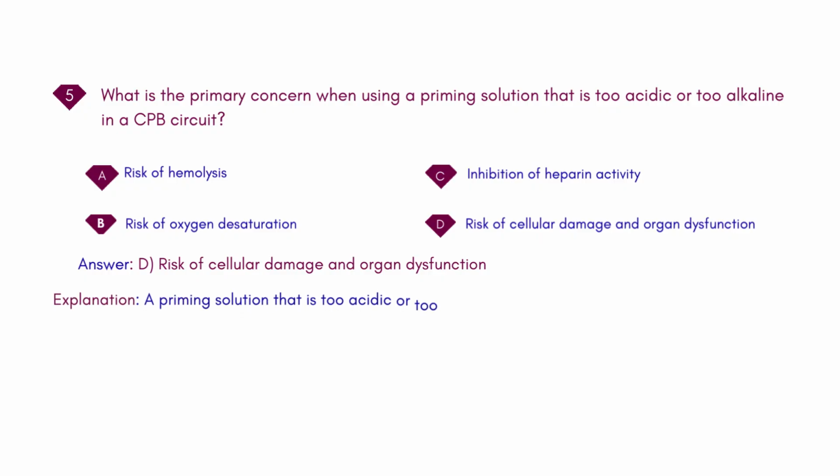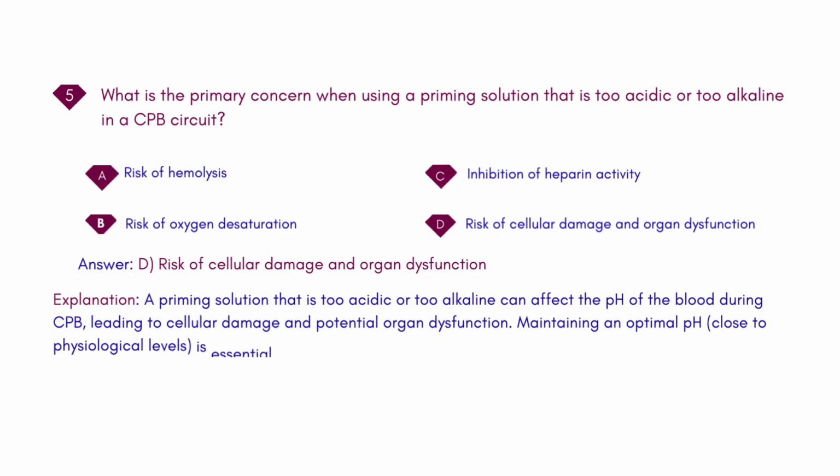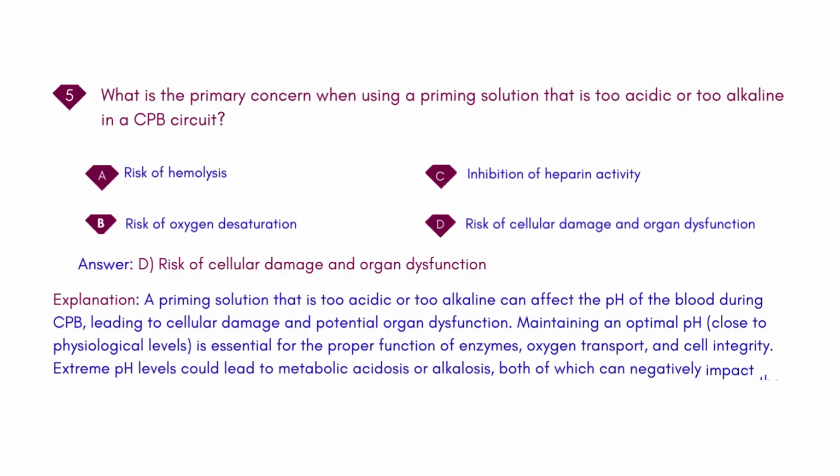Explanation: A priming solution that is too acidic or too alkaline can affect the pH of the blood during CPB, leading to cellular damage and potential organ dysfunction. Maintaining an optimal pH, close to physiological levels, is essential for the proper function of enzymes, oxygen transport, and cell integrity. Extreme pH levels could lead to metabolic acidosis or alkalosis, both of which can negatively impact the patient's clinical outcome.